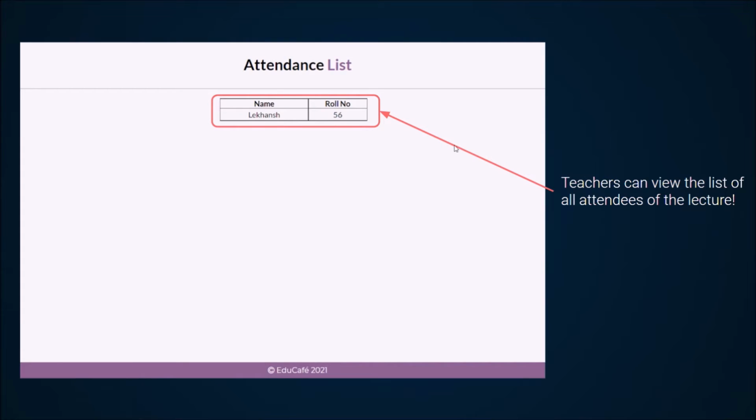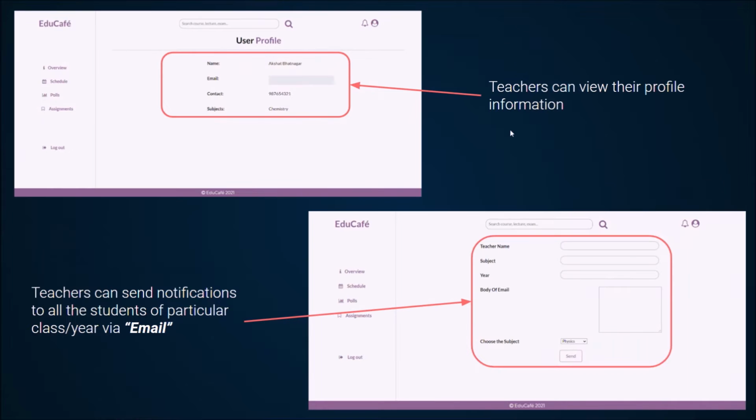Here is the attendance list, which a teacher can get by clicking view attendance for the particular class. Next, here is the user profile link, and this is the notification tab for the teacher, where the teacher can send the notification via email.